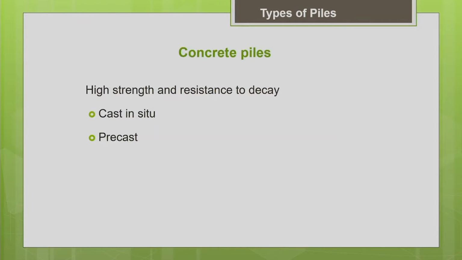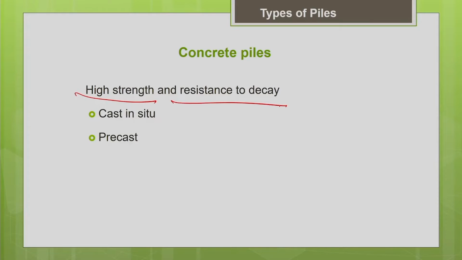Obviously, when you compare it with a timber pile, its load bearing capacity is high. It has a high strength and has good resistance to decay. There are no issues of decay here. Based on the method of fabrication, you can either cast it at your project site, or you can make it in the factory. Accordingly, you call it cast in situ concrete piles or precast concrete piles.